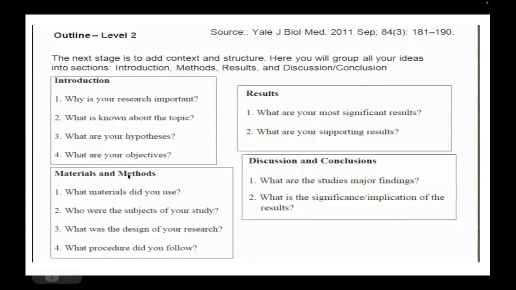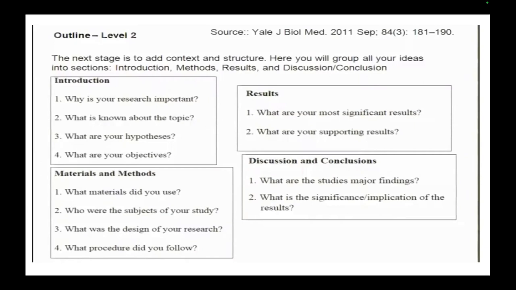Then the materials and methods section. You have to write exactly what materials you have used, from which company you have purchased them, and the catalog number of each. Who are the subjects of your study? Maybe you have done a survey. In that case, you may not have any materials, as in some types of research.